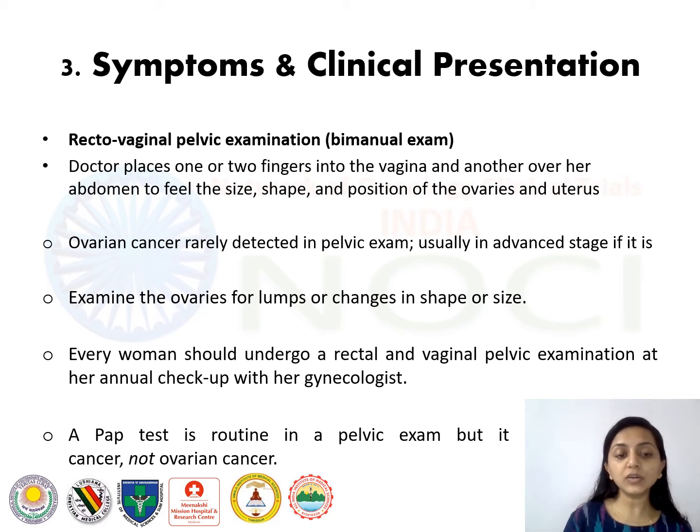Now, there is something called the PAP test, which is a procedure done to collect cells from the cervix as well as the vagina. But this does not help in the diagnosis of ovarian cancer, but is used for the diagnosis of cervical cancer.